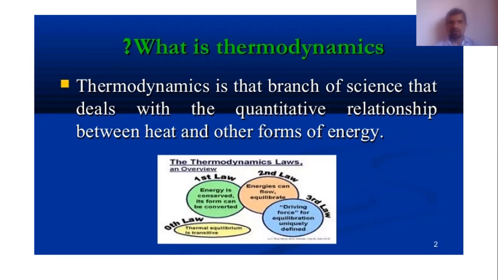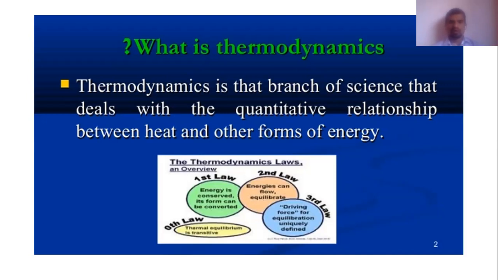In thermodynamics, there are various laws. By using these various laws, thermodynamics is explained. So first law, second law, third law, and the fourth law. In upcoming Google Classroom, we are studying these laws. So first law, energy is conserved, its form can be converted. According to the first law, energy is conserved and its forms can be converted, from one form to another form. So it is not to be disturbed.